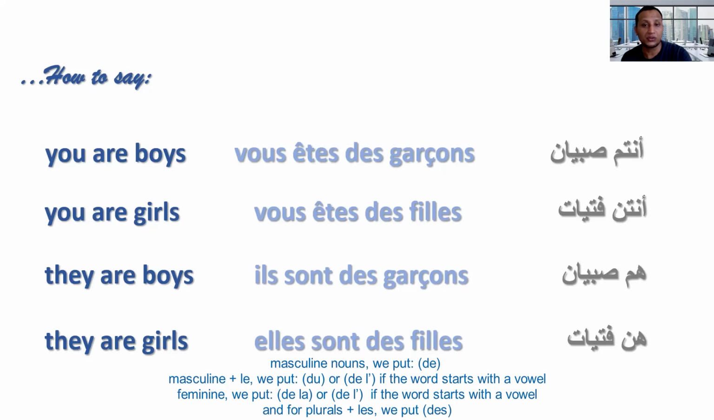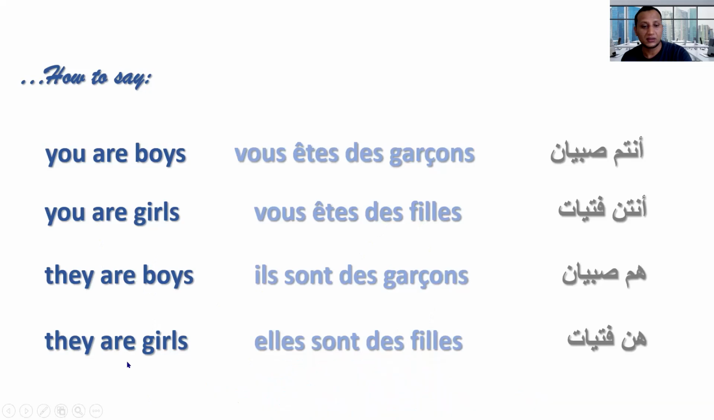Plural nouns, we use des. It becomes des, like in our examples here. You are boys. Vous êtes des garçons. أنتم صبيان. You are girls. Vous êtes des filles. أنتن فتيات. They are boys. Ils sont des garçons. هم صبيان. They are girls. Elles sont des filles. هن فتيات.